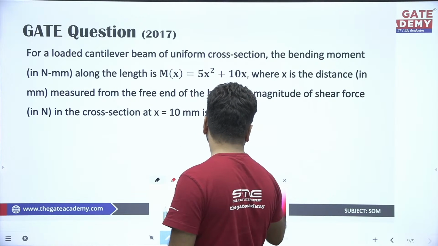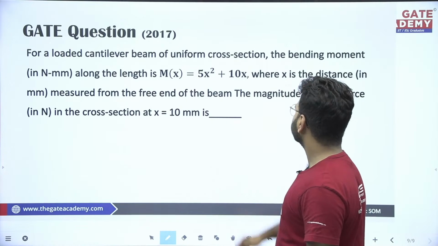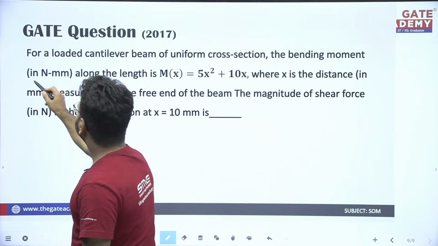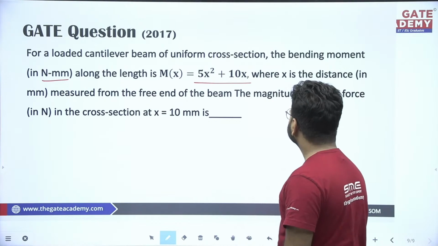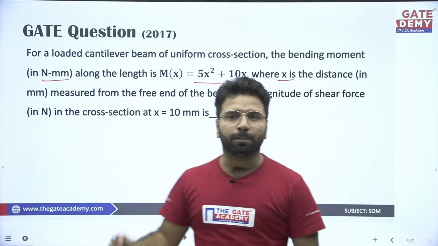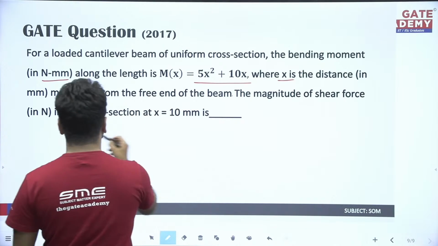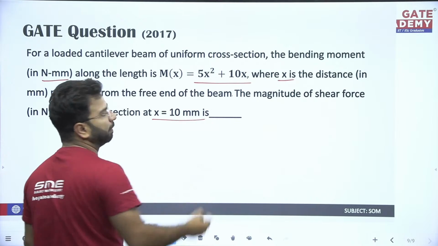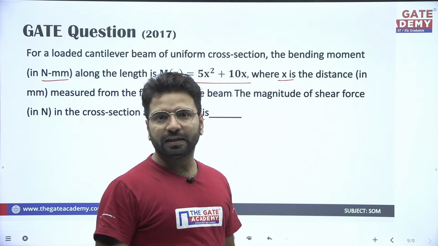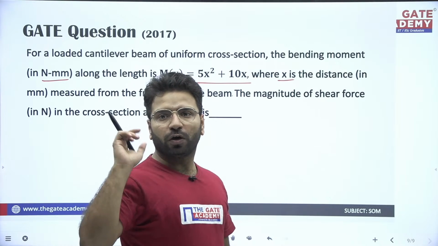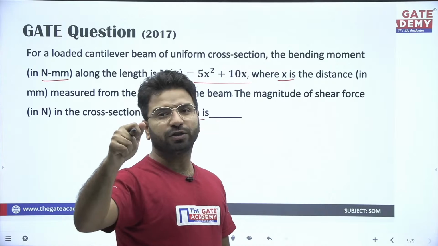What is the question saying? For a loaded cantilever beam of uniform cross section, the bending moment in Newton mm along the length is given as 5x square plus 10x, where x is the distance in mm measured from the free end of the beam. The magnitude of shear force at x equals 10 mm is? Without using the pen, you can tell the answer. Like I told you before starting the class, you can solve the questions of this chapter without using the pen.